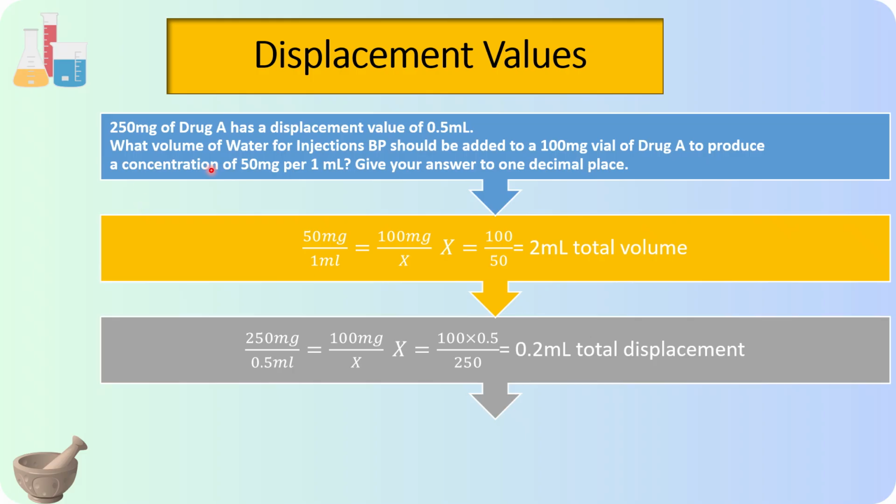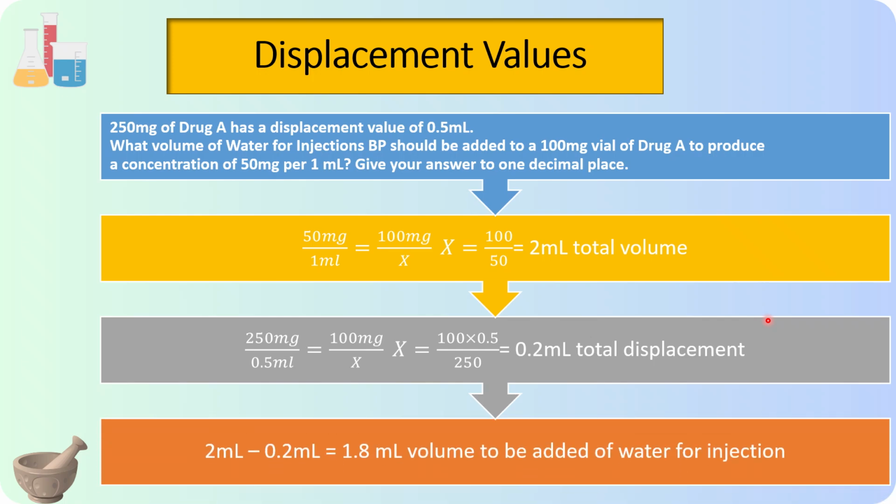So we need to identify the volume to be added. There is 0.2 ml displaced by the drug and the total volume is 2 ml. So we need to subtract these two values. We will get 1.8 ml, which is the volume needed to be added to get the concentration of 50 mg per ml.